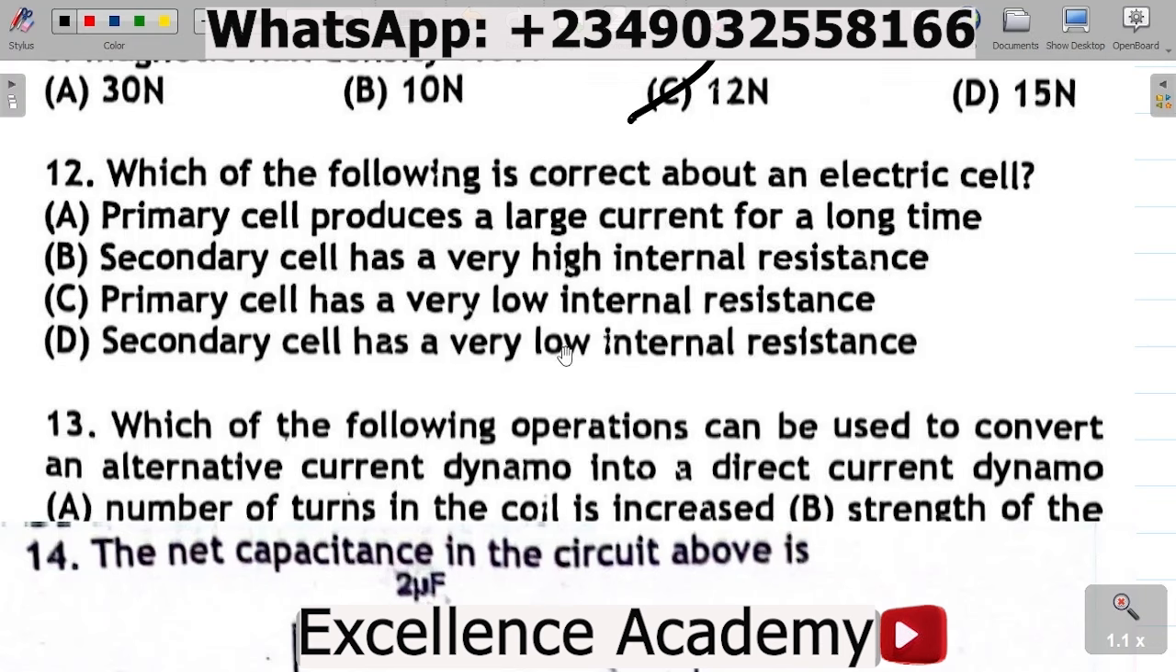Now you want to note this about electric cells. Let's start with primary cells. Primary cells are used up gradually. Often the cells are used and can't be recharged. Meanwhile, secondary cells or accumulators can be recharged and used for a long period of time, and their main advantage is that they have very low internal resistance. So in essence, secondary cells have very low internal resistance, which is D. So the correct option here is option D.